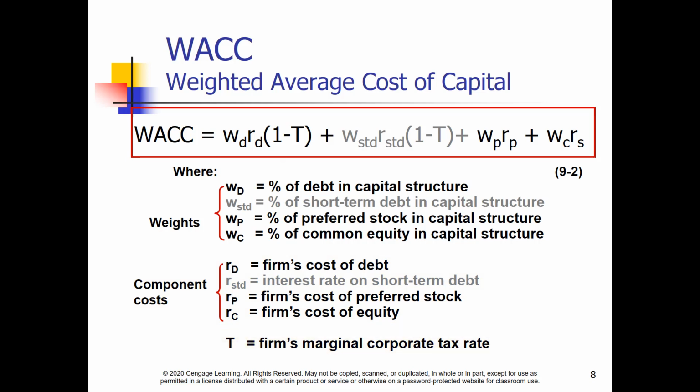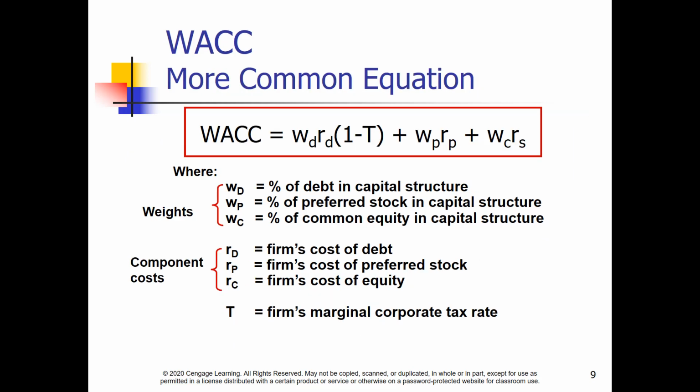Note that this is just a weighted average and could be expressed with a summation sign. Since there's a finite number of elements, we look at it in an expanded format. A more realistic version of the formula excludes short-term debt, and this is the version we'll be using. Frequently, a firm will have no preferred stock either, so that term may drop out as well, leaving us with only debt and equity.